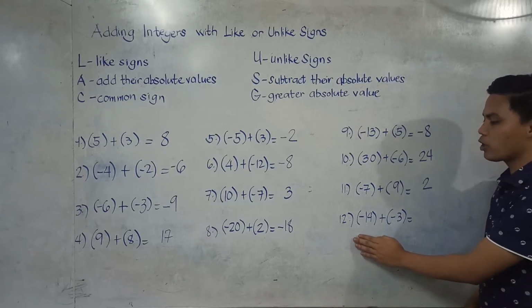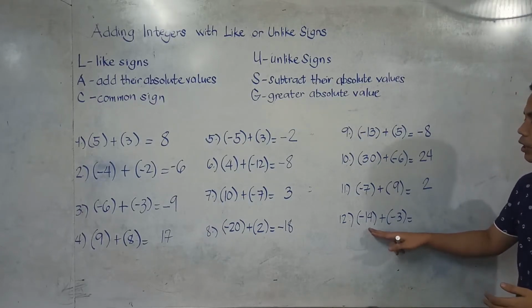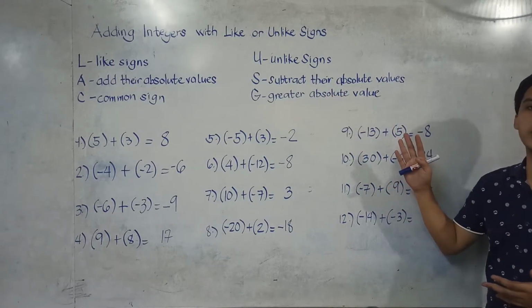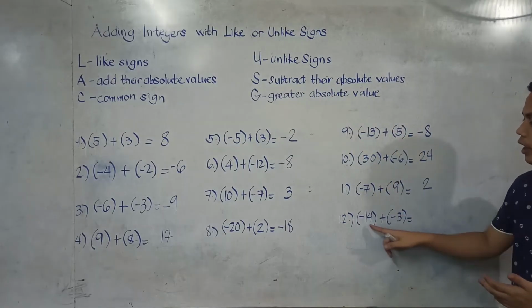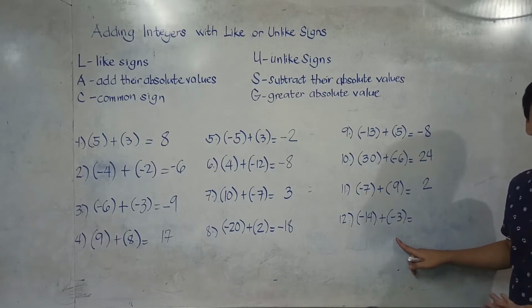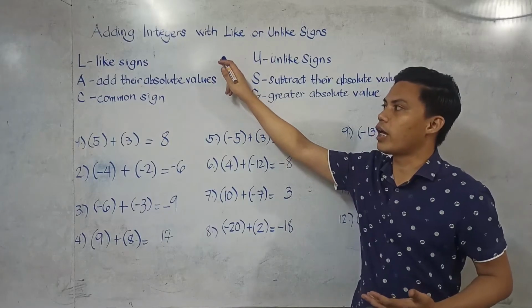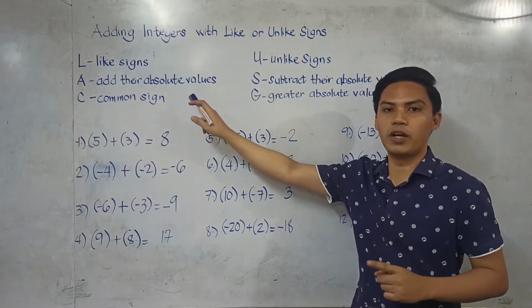Okay, let's have the last one. The last one, we have negative 14 plus negative 3. Okay, LOG or USG. So, since pareha silang negative, ibig sabihin they have like signs, we're going to use LOG. Okay? Like signs, add their absolute values.